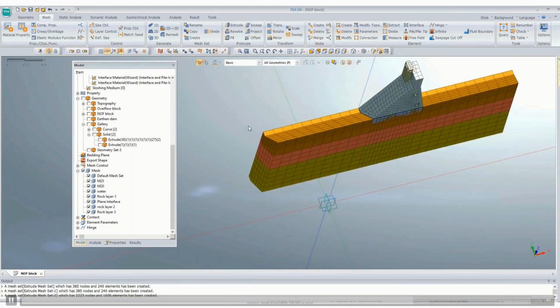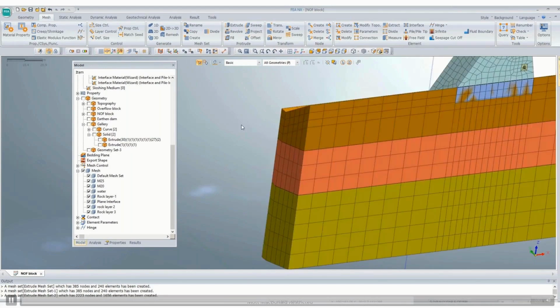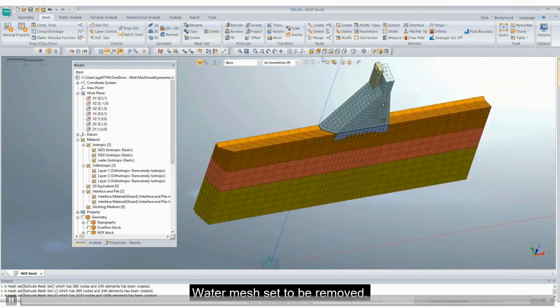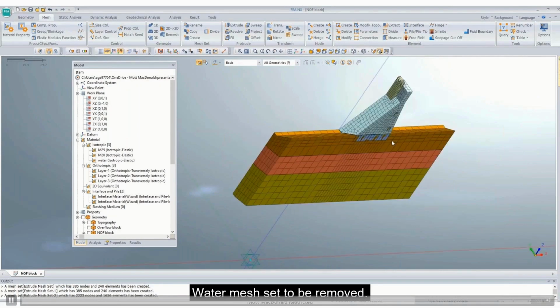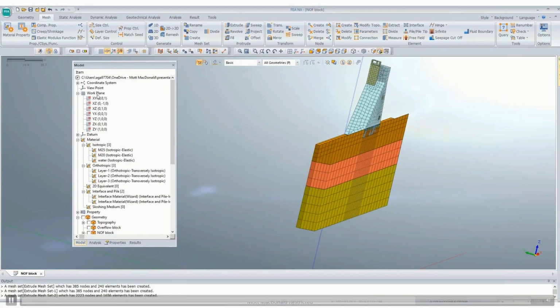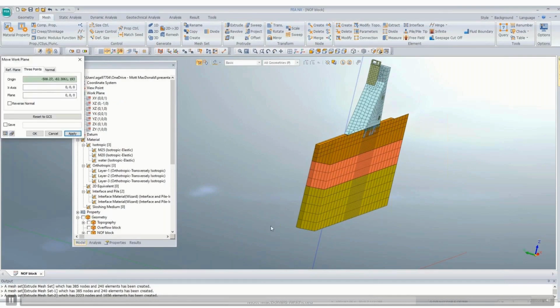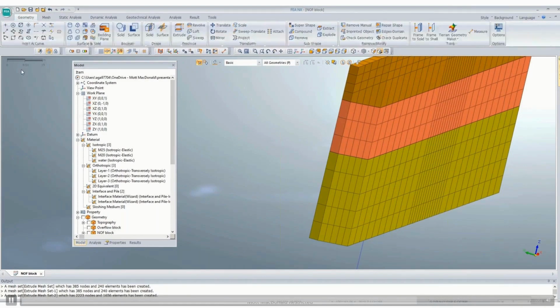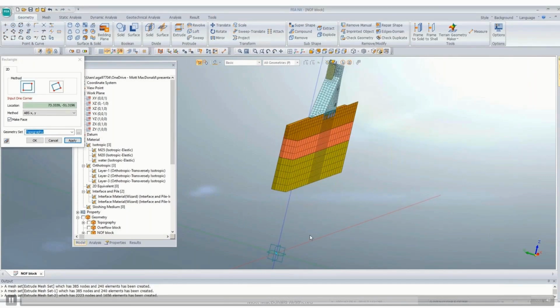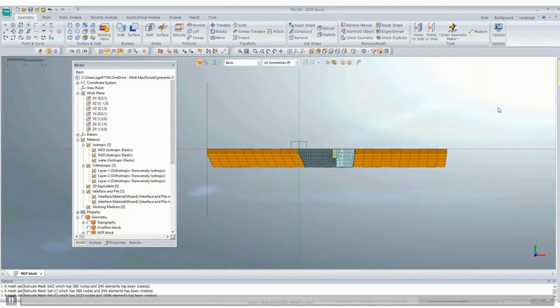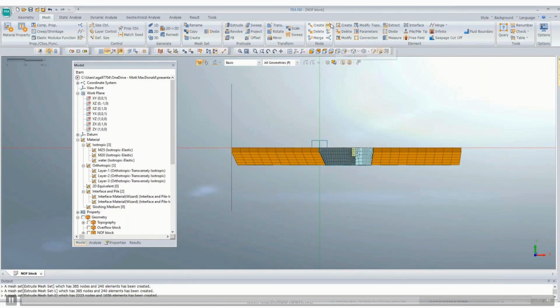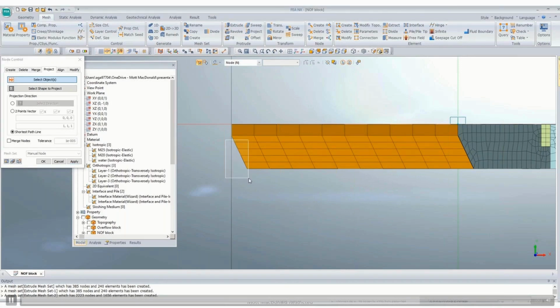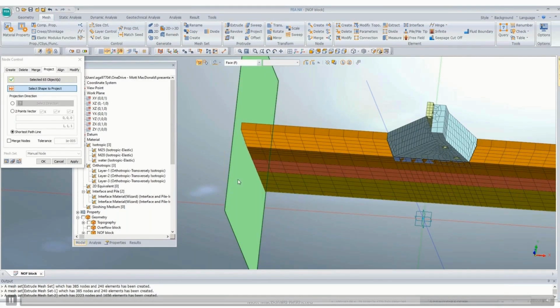Now I can align this in the XZ plane. For that, select these oblique nodes, 3 points, then project these nodes to this node in this direction. Apply, or just cancel it.